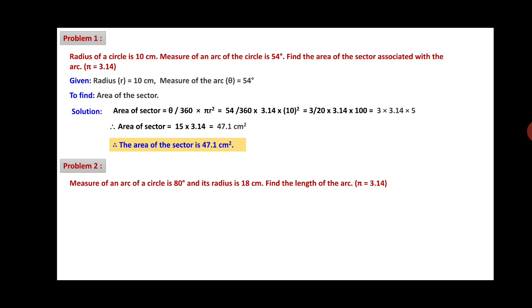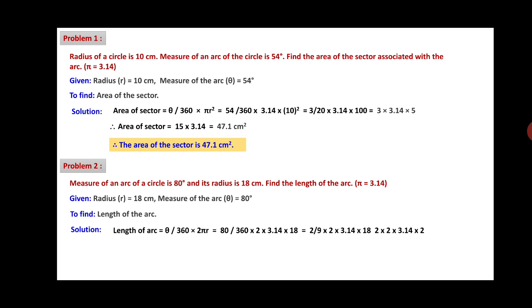Problem number 2. The measure of an arc of a circle is 80 degree and its radius is 18 centimeter. Find the length of the arc, given that pi is equal to 3.14. Friends, radius r is equal to 18 centimeter and the measure of the arc theta is 80 degree, and we have to find the length of the arc. Let us have the solution.